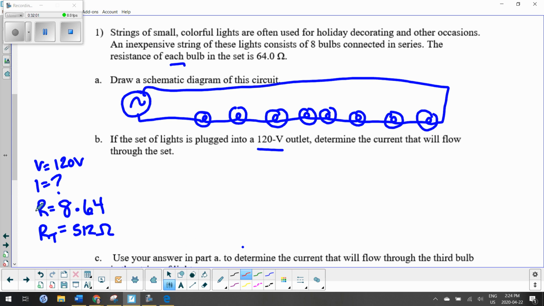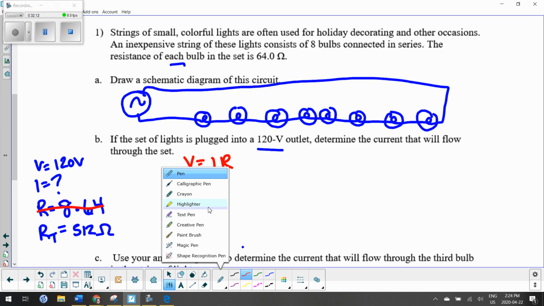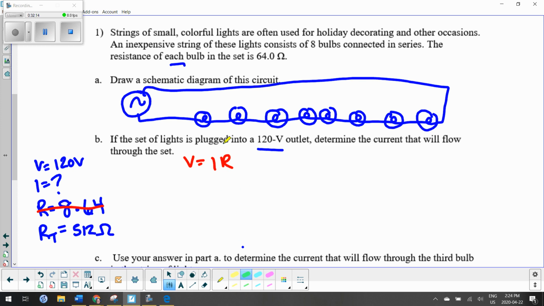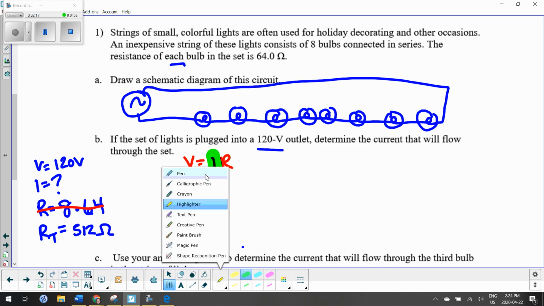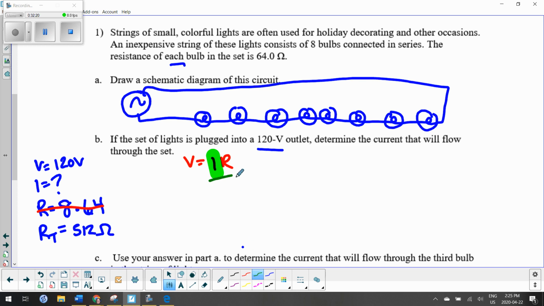Cross this off because you don't want to work with that anymore. Now V equals IR. I already have V and I already have R. I'm trying to find I, so I need to get I by itself. Divide by R, divide by R. You'll notice I'll start doing these a lot quicker. If you need help rearranging, just send me a message on Remind and I can help you the best I can. So 120 volts divided by 512 ohms.